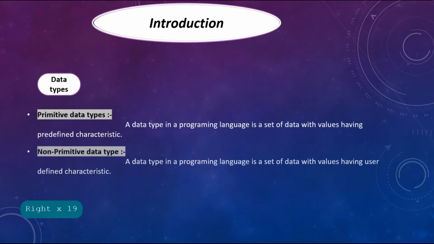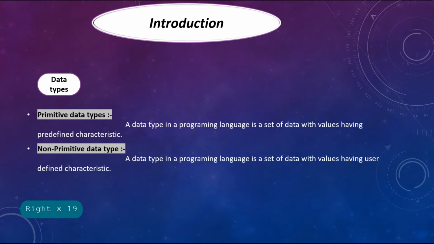So what are data types? There are two different types of data types. One of them is primitive data type and another one is non-primitive data type. Primitive data types are the data types which are defined by the system or the compiler. Predefined data types are known as primitive data types. In other words, a data type in a programming language is a set of data with values having predefined characteristics.